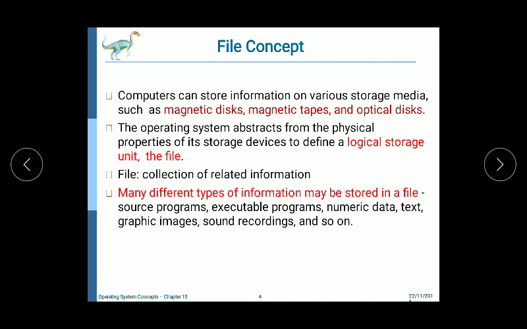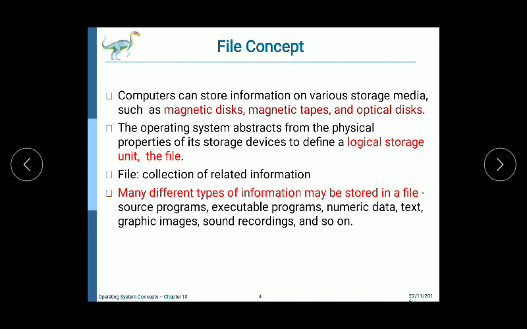Data files may be numeric, alphabetic, alphanumeric, or binary. Binary in the sense the file may contain only the binary data, that is 0 or 1. Numeric, numbers. Alphabetic, that is alphabets A to Z. Alphanumeric means numbers as well as alphabets. So files may be free form such as text files, or they may be formatted rigidly. In general, a file is a sequence of bits, bytes, lines, or records, the meaning of which is defined by the file's creator and user.